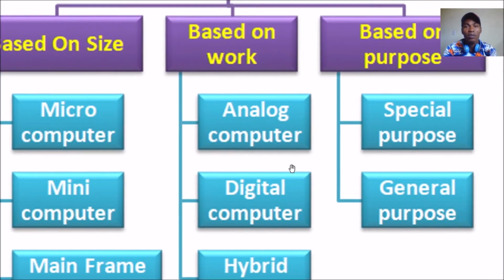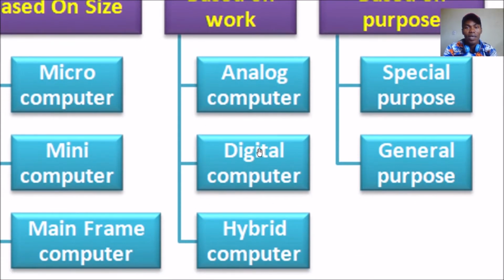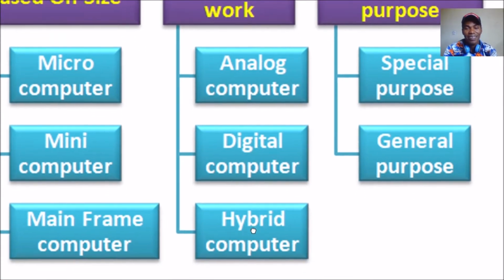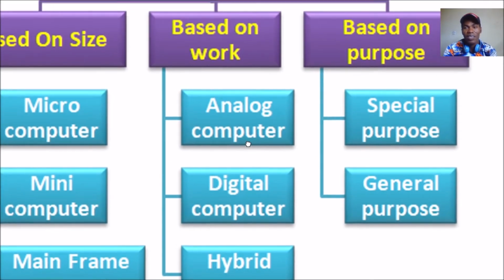Now let's move forward to based on work. Based on work also means based on type. Classification of computer based on type. We have three main types of computers, which are the analog computer, the digital computer, and the hybrid computer. Then finally, we have computer based on their purpose. We just have two major computers based on their purpose. We have special purpose and general purpose.